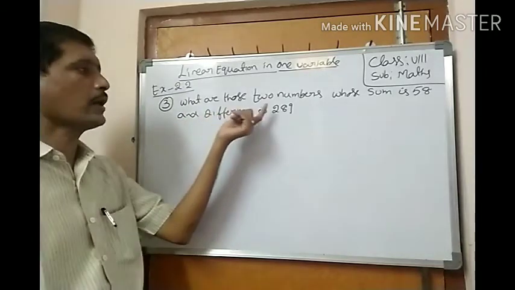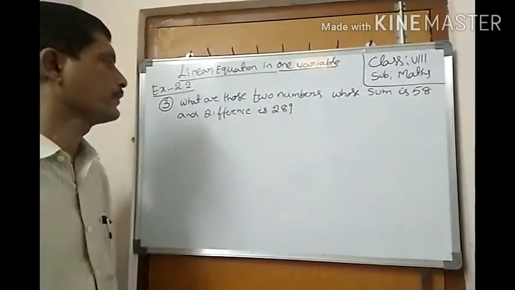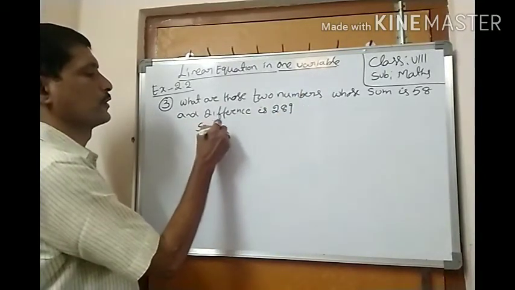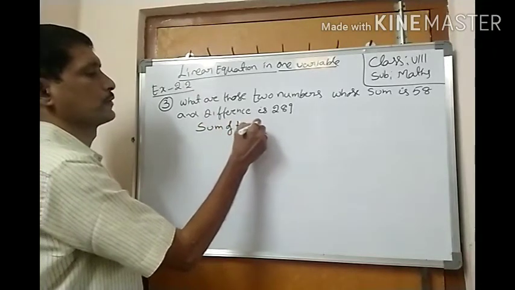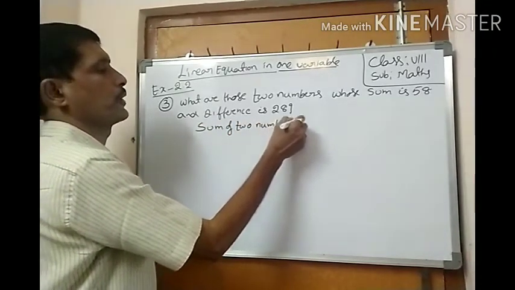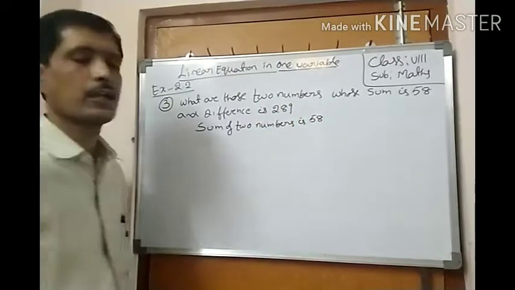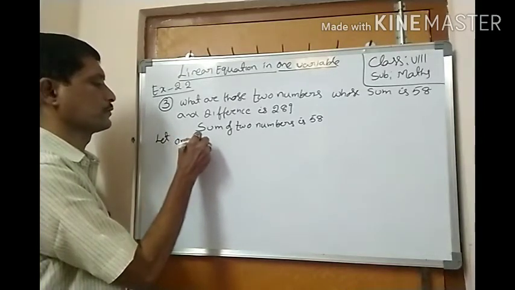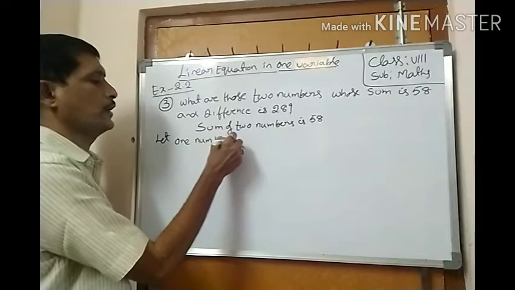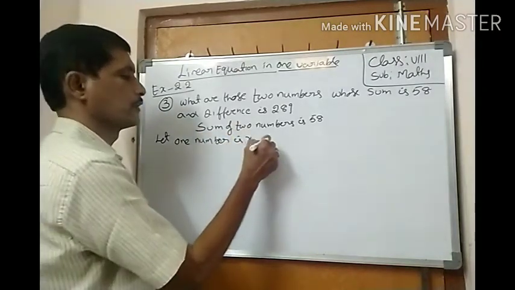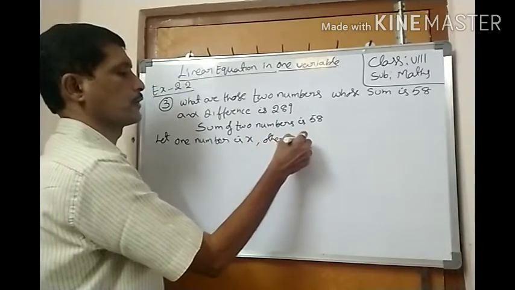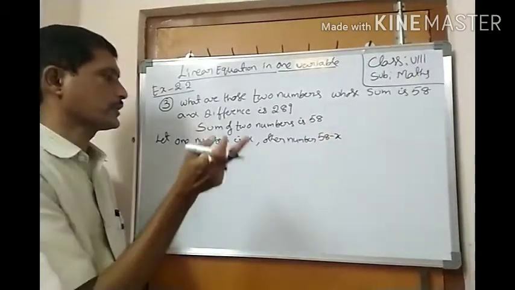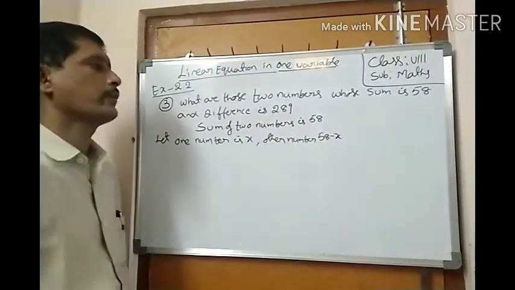Next question: what are those two numbers whose sum is 58 and difference is 28? Here the sum of two numbers is given as 58. Let one number be x, then the other number is 58 minus x. So the two numbers are x and 58 minus x.